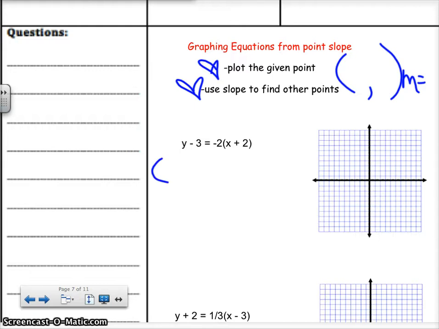So, working backwards here, I have x is a plus. The only way it can turn to plus would mean my x was a negative at first. And y minus 3, that would mean it would be a positive 3. Okay, and my slope is negative 2 over 1. Now I plot it. Negative 2, 3.